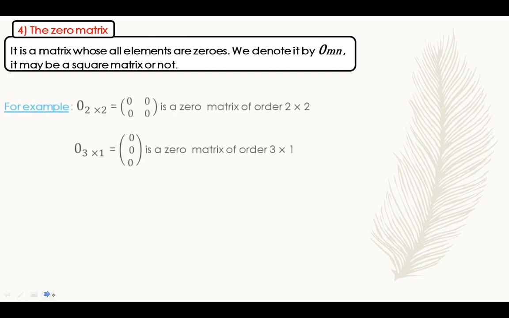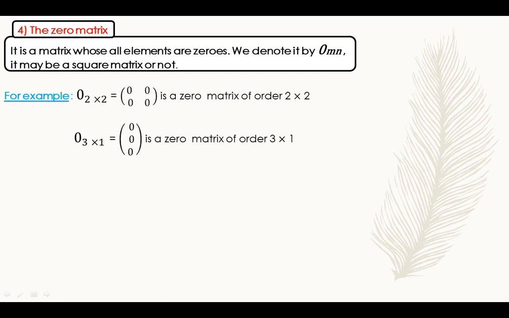For example, here we have O 2 times 2. This is a zero matrix of order 2 times 2: 0, 0, 0, 0. Here O 3 times 1 is a zero matrix of order 3 times 1, because it consists of 3 rows and 1 column.